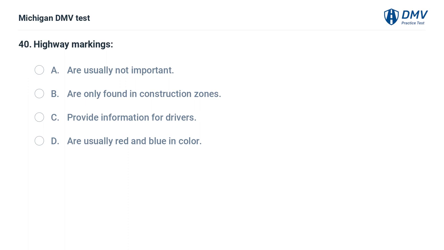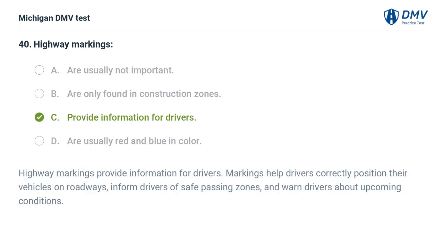Highway markings. A. Are usually not important. B. Are only found in construction zones. C. Provide information for drivers. D. Are usually red and blue in color. C. Provide information for drivers. Highway markings provide information for drivers. Markings help drivers correctly position their vehicles on roadways, inform drivers of safe passing zones, and warn drivers about upcoming conditions.